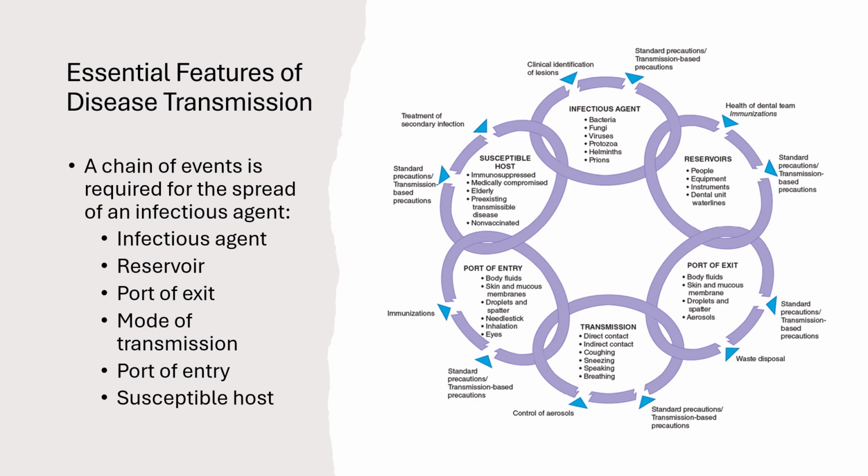So we need to keep this chain of events in mind, and we have to break the chain. As you can see in the diagram, where those little blue arrows are, that's the break in the chain. If we break the chain, then the spread of infectious disease stops. So the idea is to always break that chain. And like I said before, if a cross-contamination has occurred, we need to be able to recognize it, to break that chain.